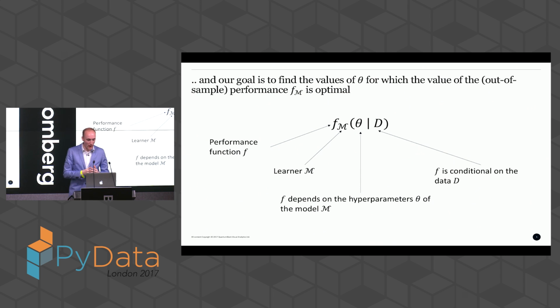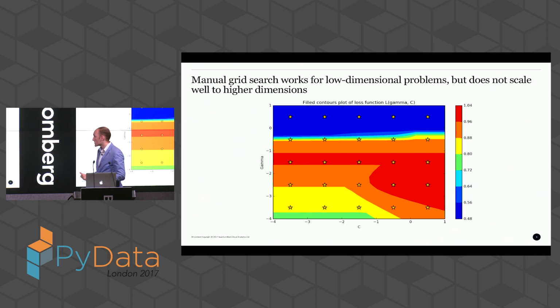So typically, at least what I've been doing in the past, and I think what most data scientists actually do in their day-to-day work when they deal with a situation like this, is they use something like manual grid search. So what is manual grid search? What I've shown here is a loss surface of a support vector machine.